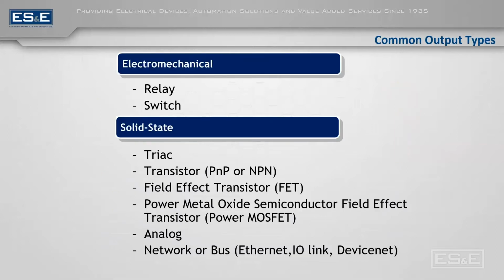Within the discrete output types, you'll see a lot of electromechanical, which is the relay type contacts, typically used for 120 volt AC, where we see those most commonly. And then you've got your solid state side of things, where you've got transistor, the FET, and analog, and then some of your Ethernet network type outputs, which are becoming more predominant. IO-Link as well falls into that.